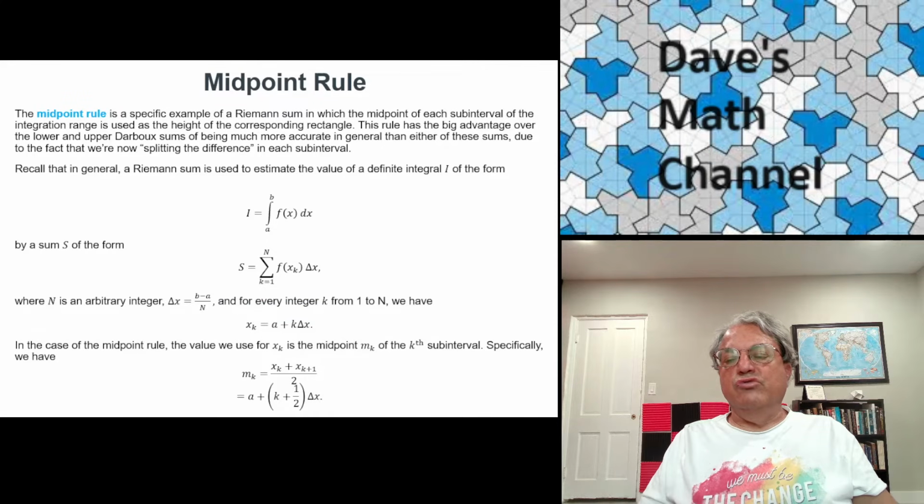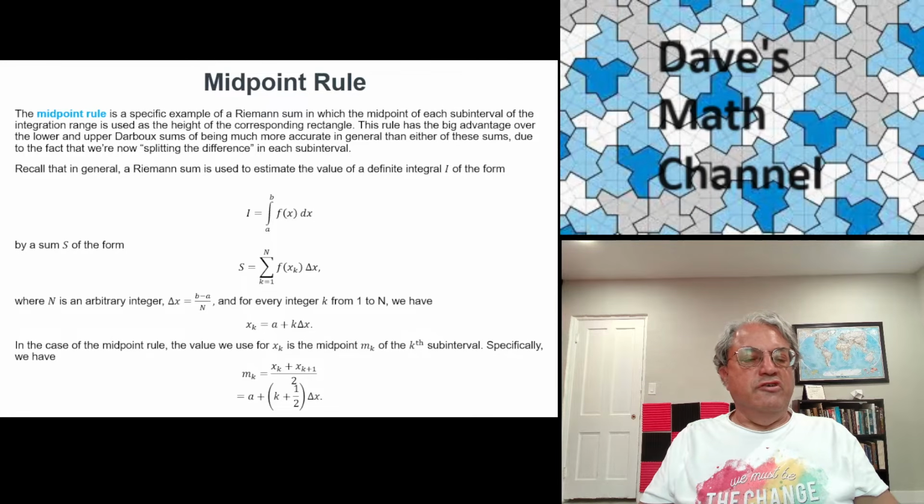So the midpoint rule is just a rule for where you're trying to estimate the value of a definite integral. I equals the integral from a to b of some well-behaved function f of x. And the way we do that is, remember, this is an example of a Riemann sum. In general, a Riemann sum is just a sum where you're sampling values of the function on each subinterval. In this case specifically, you're sampling the values at the midpoint. So in this case, our x sub k are just the midpoints, which we call m sub k.